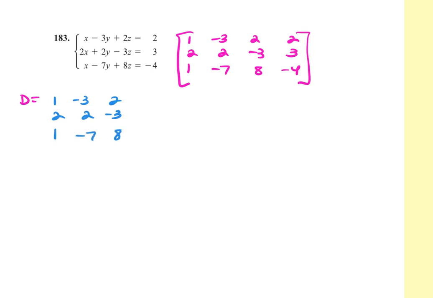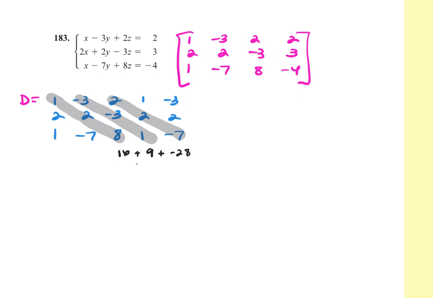And then, because I'm finding the determinant of a 3 by 3, I'm going to duplicate the first two columns. So 1, 2, 1, negative 3, 2, negative 7. And then I multiply down these diagonals first, top left to bottom right. So I get 1 times 2 times 8, which is 16, plus negative 3 times 1, which is negative 9, plus 2 times negative 7, negative 28. So I get positive 25 minus 28, and that's negative 3.